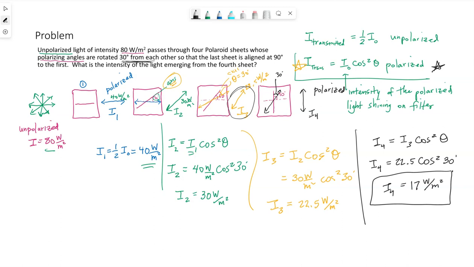Now, having 4 filters is not necessarily a practical thing, unless for some reason you need light polarized in a certain way and this is the only way to get it. This type of problem is more just a practice using the equations.